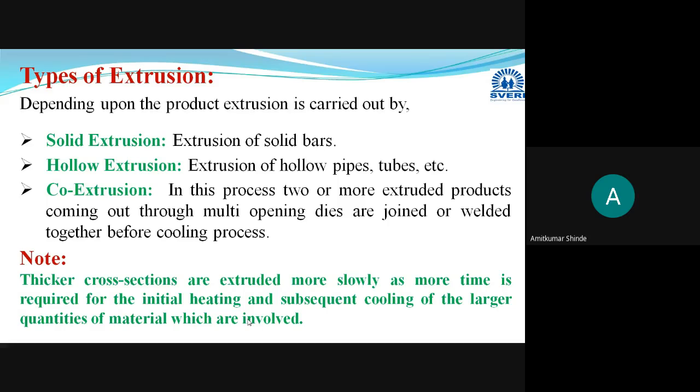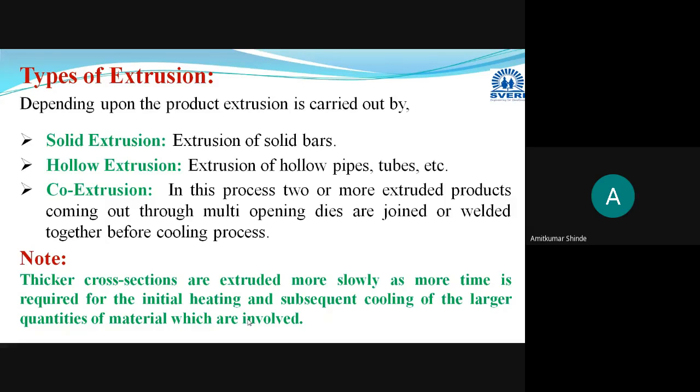Okay, then what is the meaning of solid extrusion? At the end of that extrusion molding process, if we have obtained solid bars or solid rods, that will be termed as the solid extrusion. Suppose we have obtained tubular cross-section components, or tubes or pipes, in short, hollow components, then it will be termed as the hollow extrusion process.